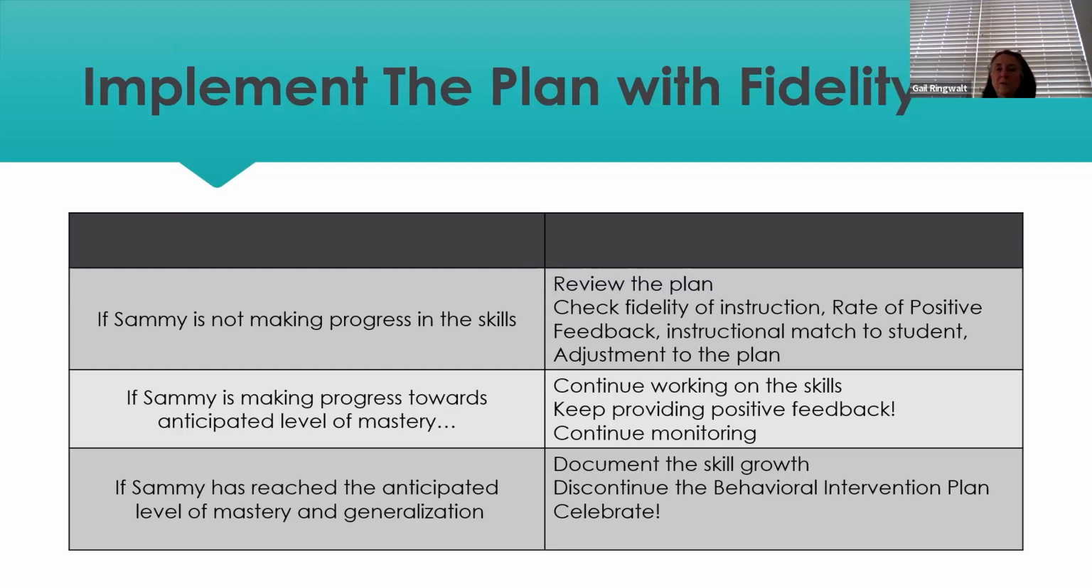So if the student is not making progress, you have to check the fidelity, first of all. Is everybody doing it? Is everybody observing and measuring or collecting documentation on the same thing? We need to adjust the plan then. If the student isn't making any progress, we have to figure out what we're going to tweak. If they're making progress, then just keep doing what you're doing. Continue to monitor and keep doing what you're doing.